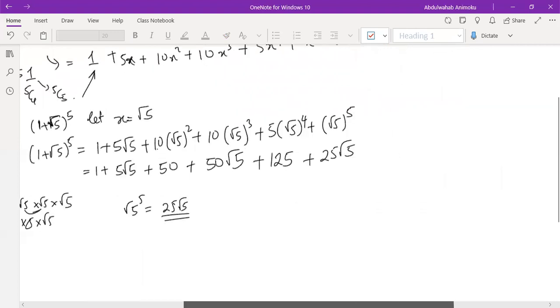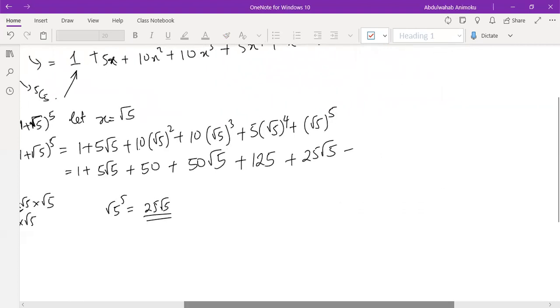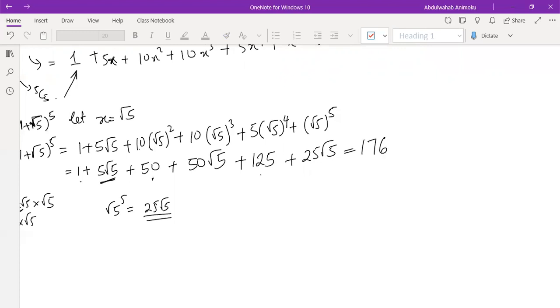We simplify, right? Remember, we are looking for the exact value in surd form. So this will be 1 plus 50, 51, 51 plus 125, that is 176. So we have 176. Then what about the ones that have root 5? 5 root 5 plus 50 root 5, that's 55 root 5. Plus 25 root 5, that would be 80 root 5. Right? And this is the solution to the problem.